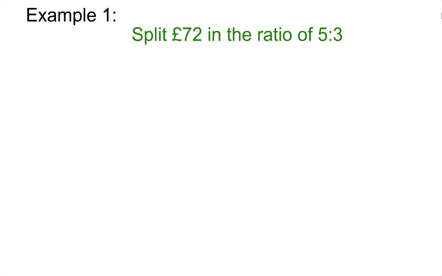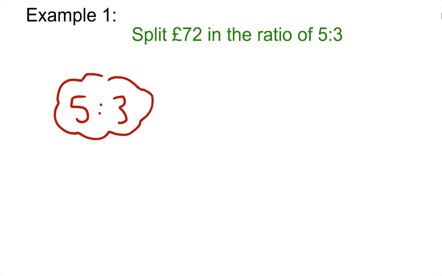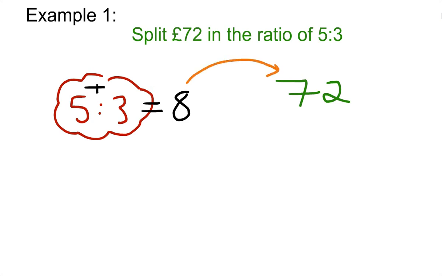Now let's get on to the nitty-gritty. Splitting an amount into a given ratio. We're going to start off with this ratio 5 to 3. Now, I'm used to doing clouds, as you're well aware, but if I add these together, I find that 5 plus 3 is 8. Now we want our total to equal 72. So what must I multiply 8 by to get 72? And the answer is 9.